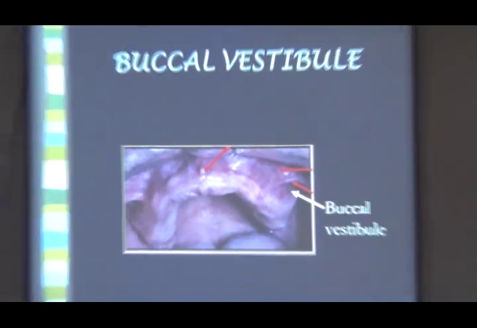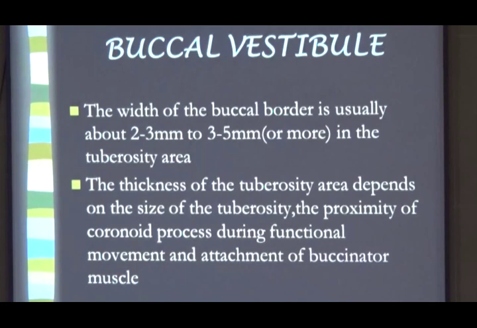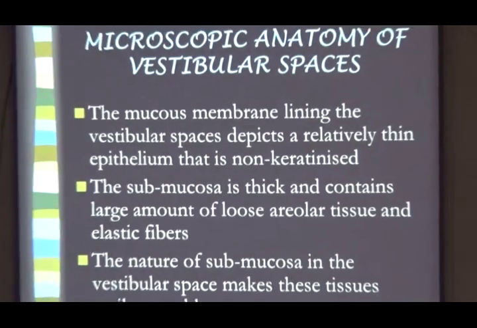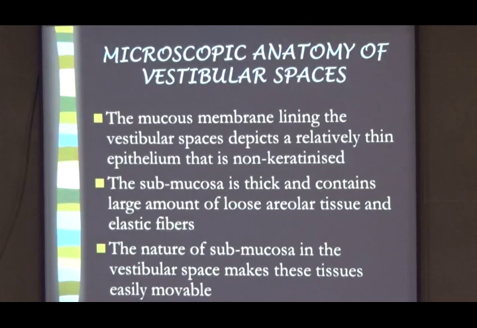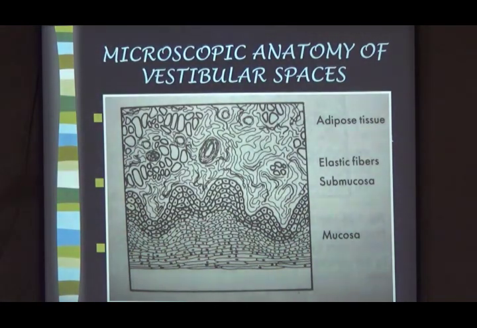The buccal vestibule from the buccal frenum to the hamular notch. Width is usually 2 to 3 millimeters. It can go up to 3 to 5 millimeters. So all the vestibular spaces, the submucosa is thick and you have loose areolar tissue. That's why it is movable. So a lot of submucosa thickness you have in the vestibular spaces.